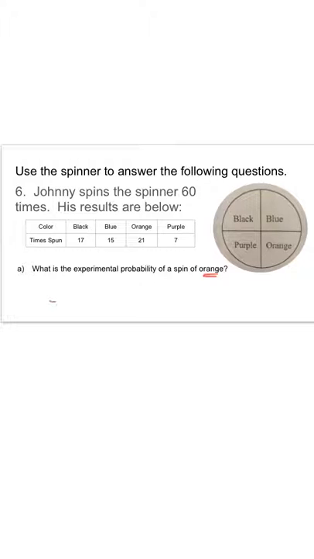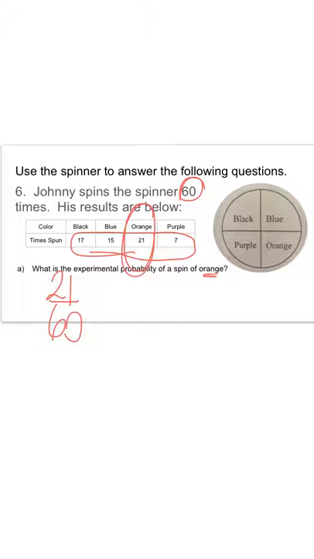So first you have to find your fraction. You add up how many total spins there were, and there should be 60 because it said that he spun it 60 times. Now we want orange. Orange was 21, so you write 21 at the top. 21 sixtieths can be reduced to 7 twentieths. That means there is a probability of 7 twentieths that it would have landed on orange.